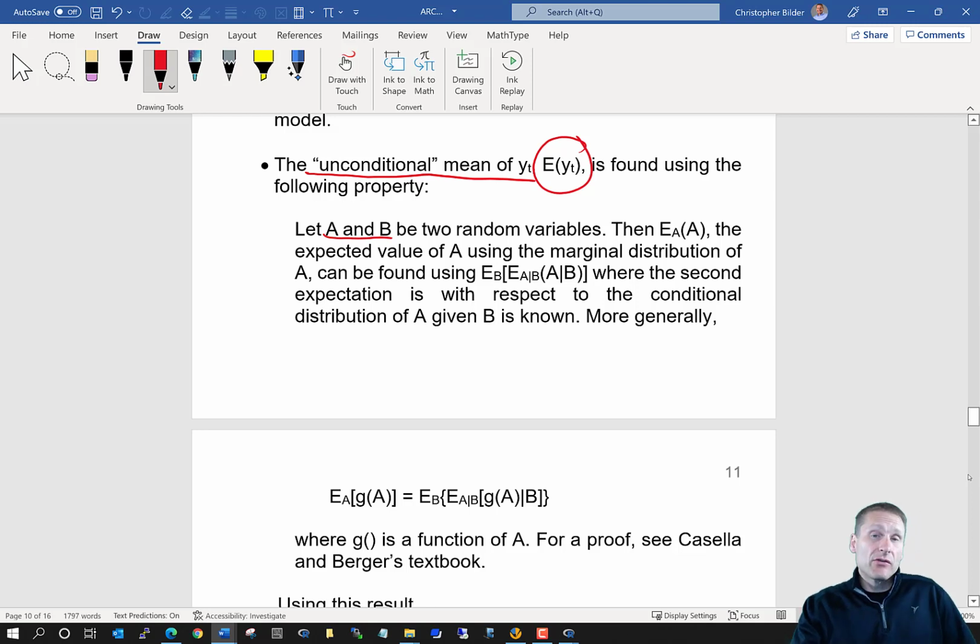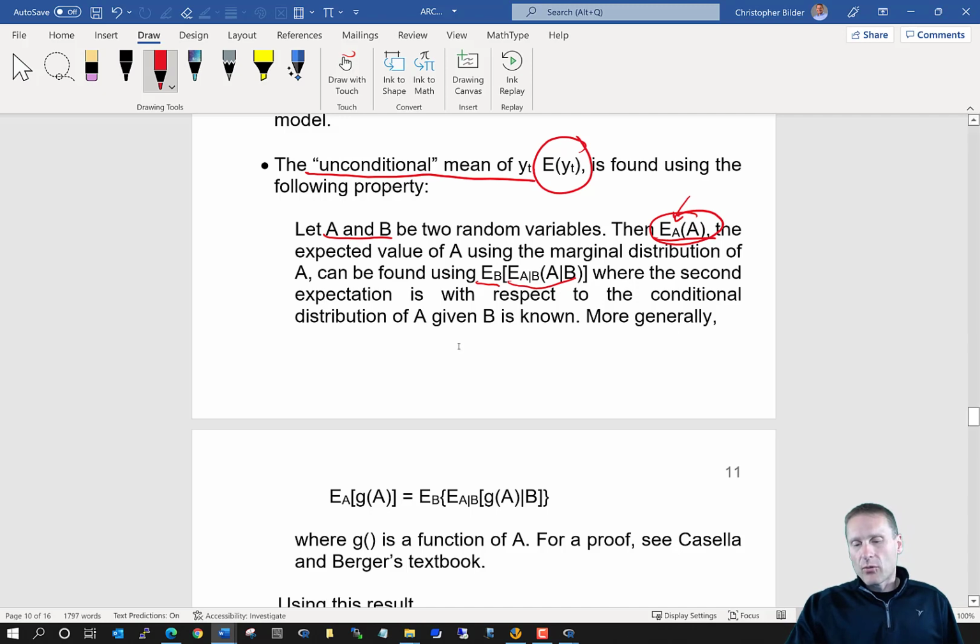Let a and b be two random variables. Then the expected value of a, and I'm going to emphasize that we're working with the distribution of a itself by putting the subscript there with the expected value, commonly done in statistics, I could rewrite as the expected value with respect to the distribution for b of the expected value of a given b with respect to the conditional distribution of a given b. So that's how I could rewrite my expected value of a.